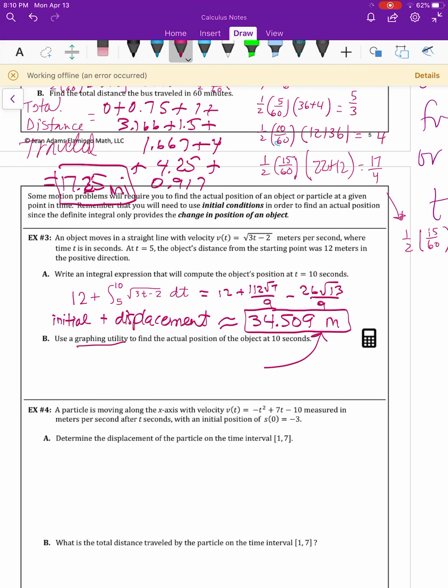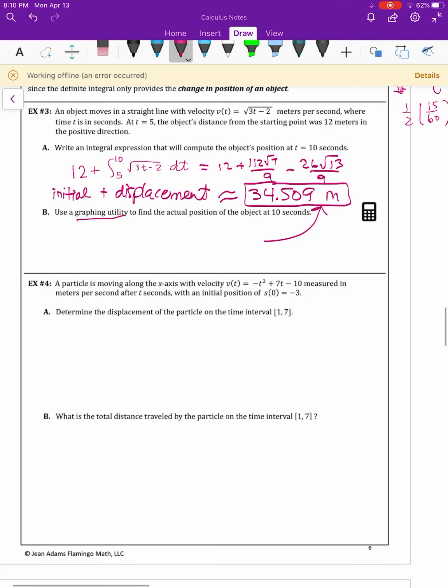Use a graphing utility to find the actual position of the object at 10 seconds. Oh, so that's actually what I did. I used a graphing utility. I put this problem in, and I got that answer. So that answer's right there.